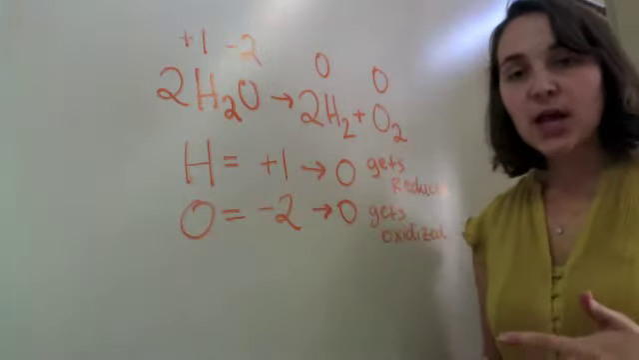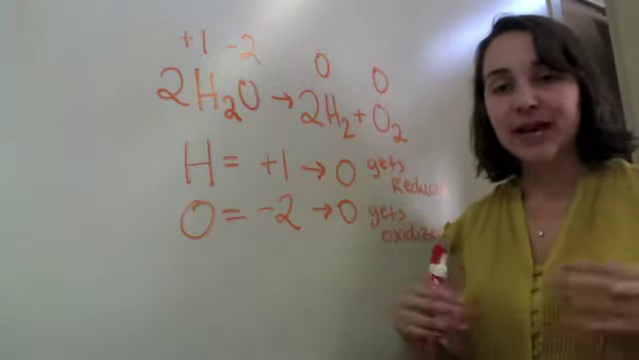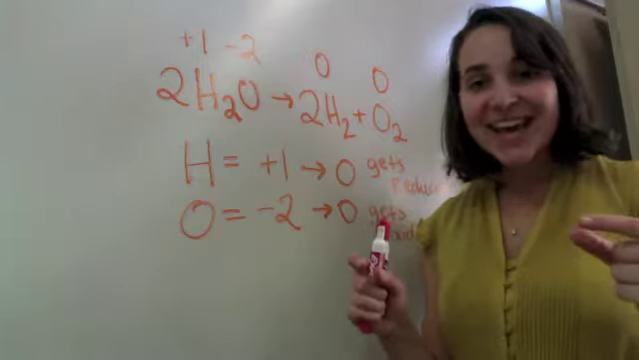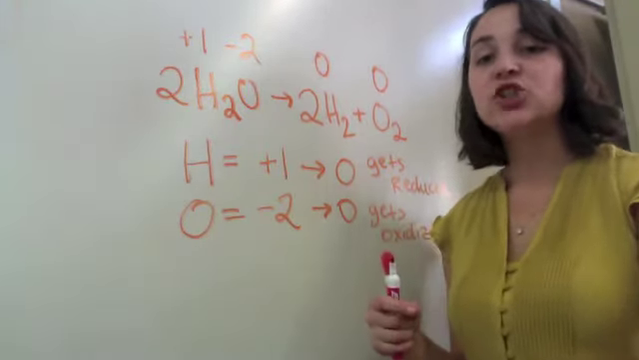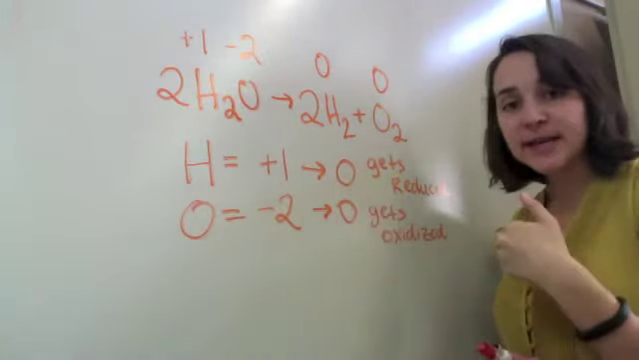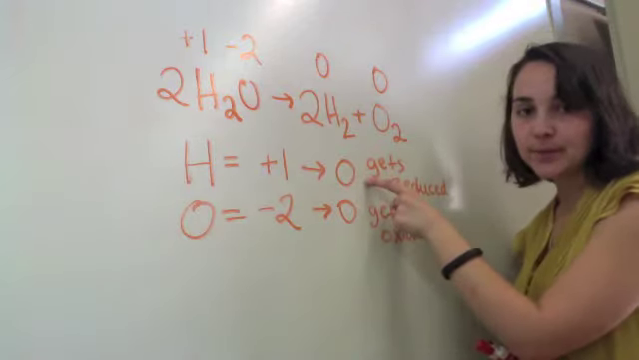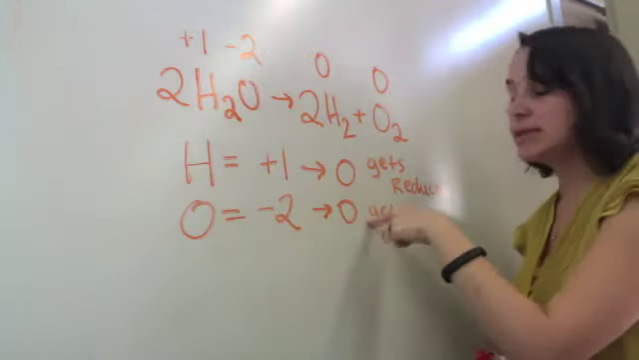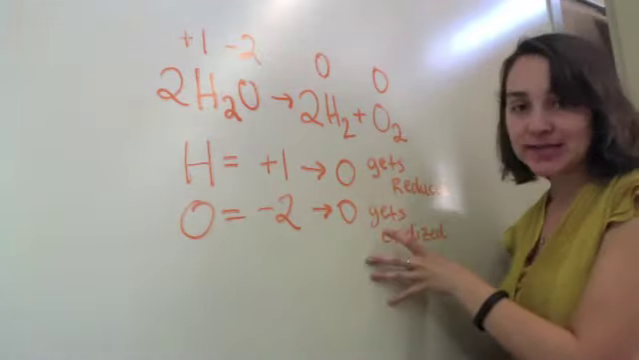So in this case, the one that's getting smaller is going to be the one that's reduced. And by getting smaller, I mean the oxidation state is decreasing. If the oxidation state is reducing, then I go from +1 to 0. It's reducing, getting smaller. Then I have a reduction occurring. On the other hand, for my oxygen, I have -2 to 0. This is getting bigger. This is getting oxidized.